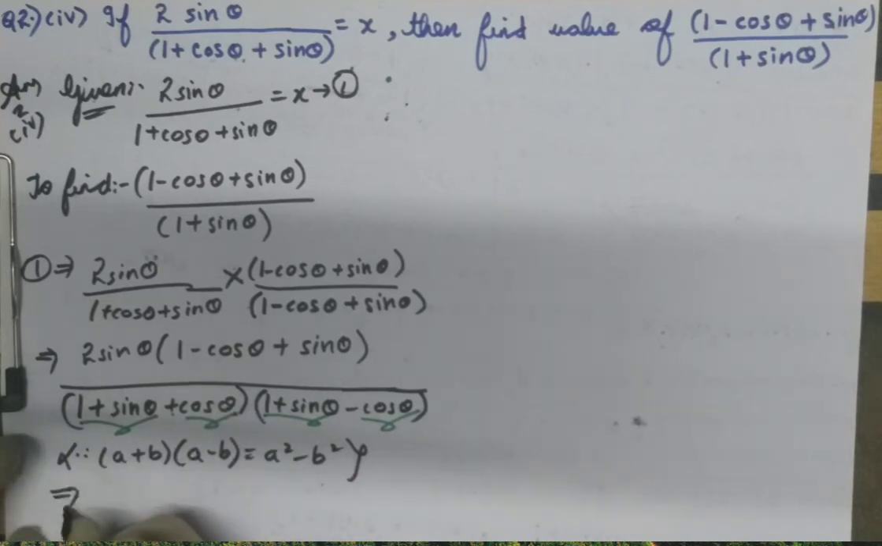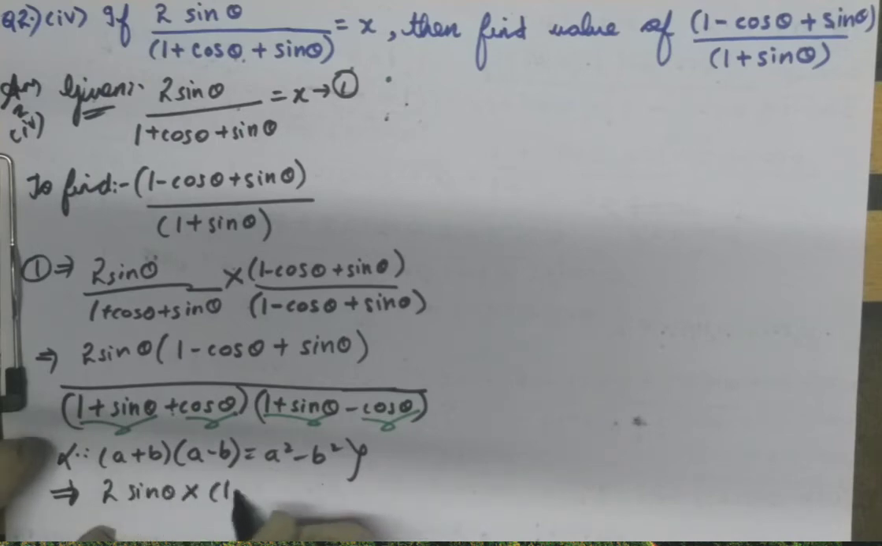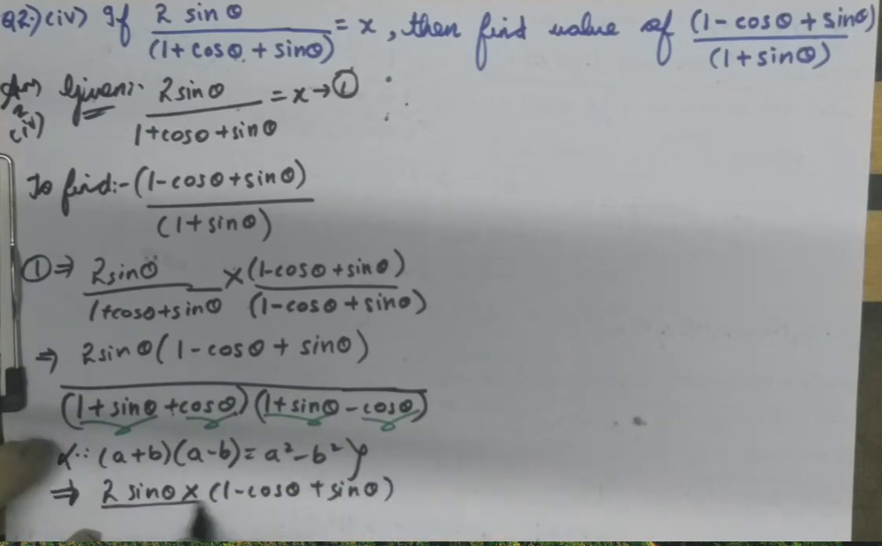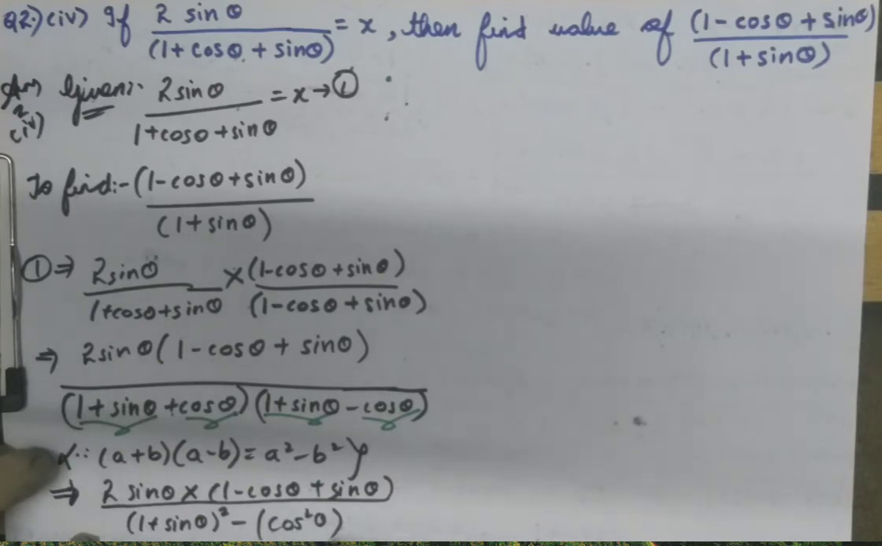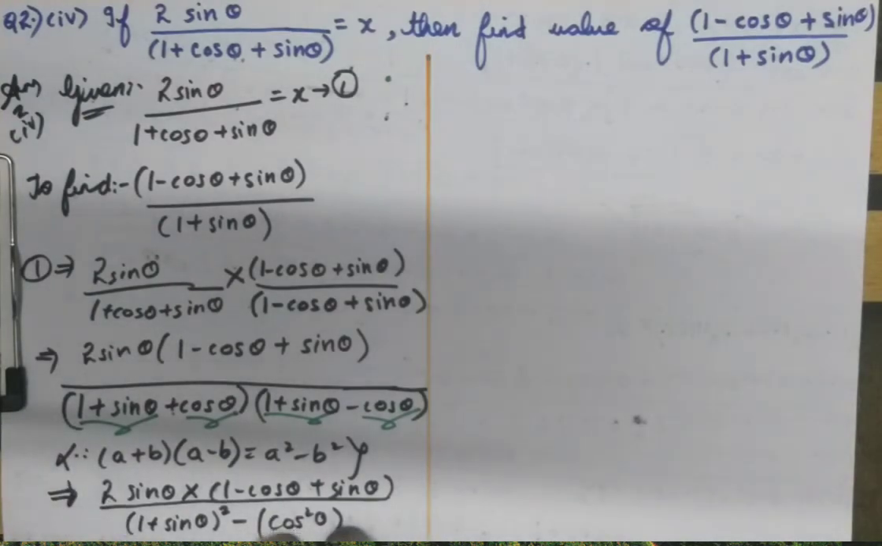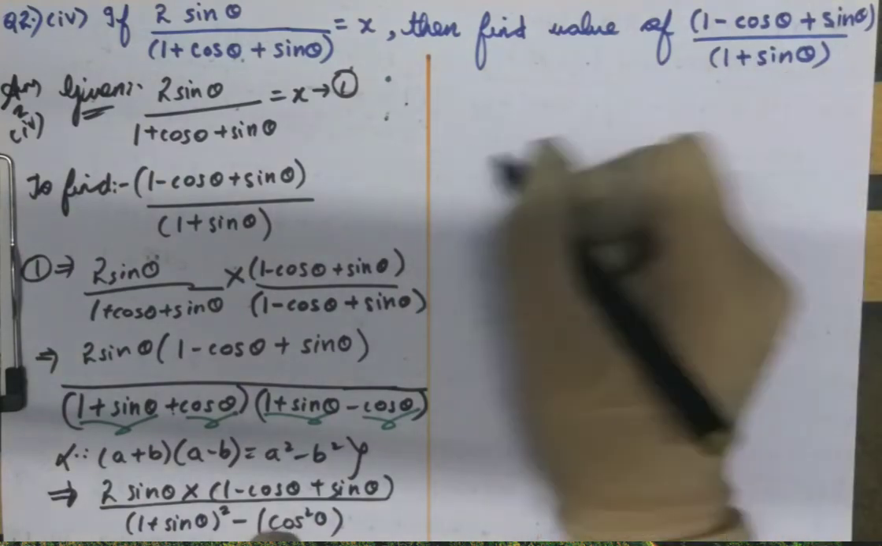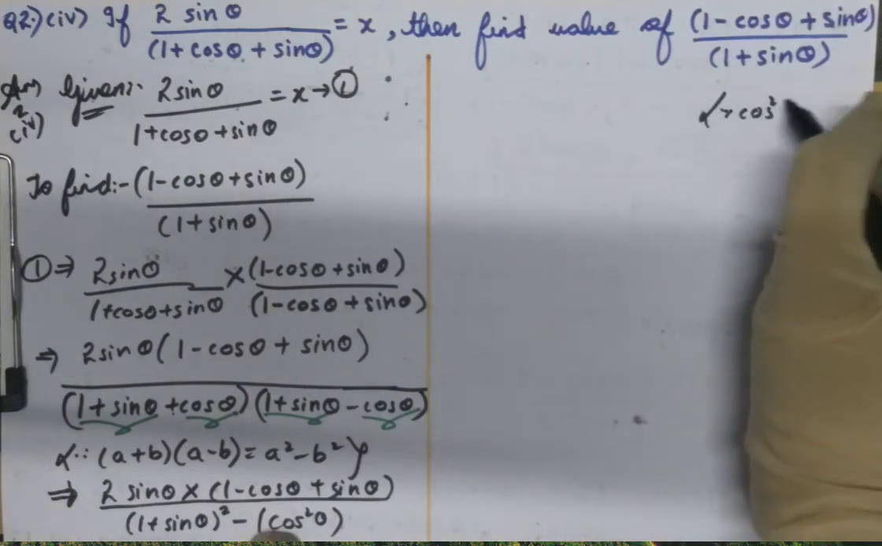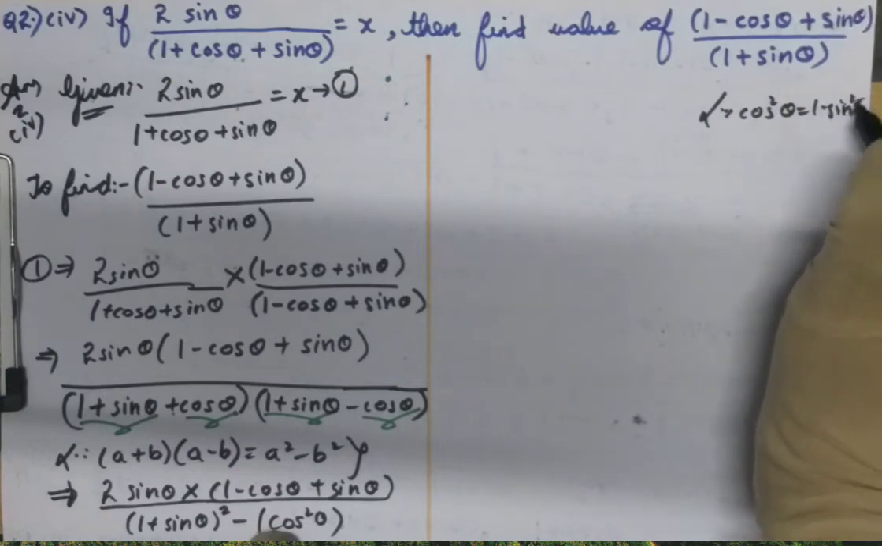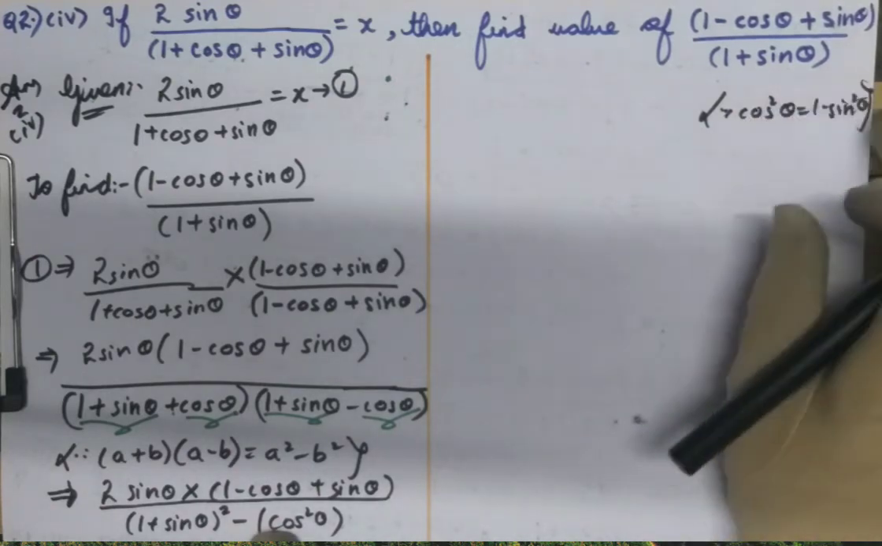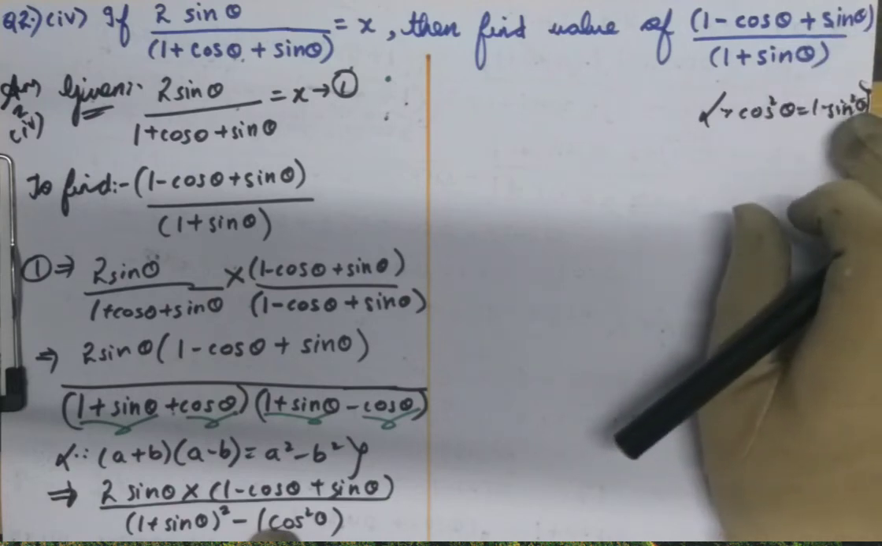Okay, so what will it become? 2 sine theta into (1 minus cos theta plus sine theta). The (A plus B) into (A minus B) form is given. We have to write A square minus B square. A here is (1 plus sine theta) whole square minus B here, which is cos square theta. We know that cos square theta is 1 minus sine square theta. How did we get this? Sine square theta plus cos square theta is 1. So for cos square theta, it becomes 1 minus sine square theta.